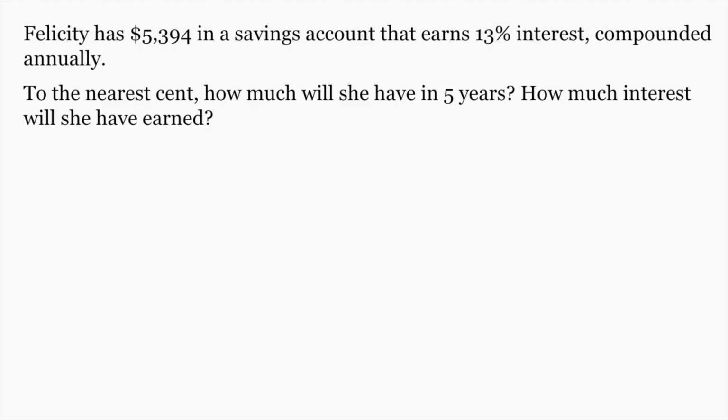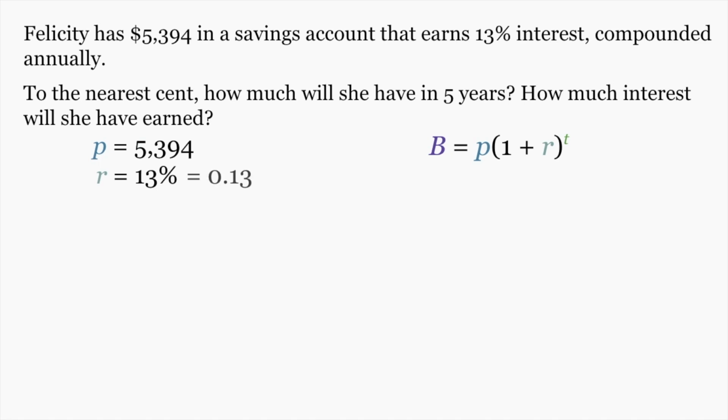Again, we will start with the compound interest formula. B equals P multiplied by 1 plus R to the power of T. Let's identify our variables first. The principal P is $5,394. The rate R is 13%. 13% is 13/100ths as a decimal. The time T is 5 years. Now substitute the values for P, R, and T into the compound interest equation and solve.